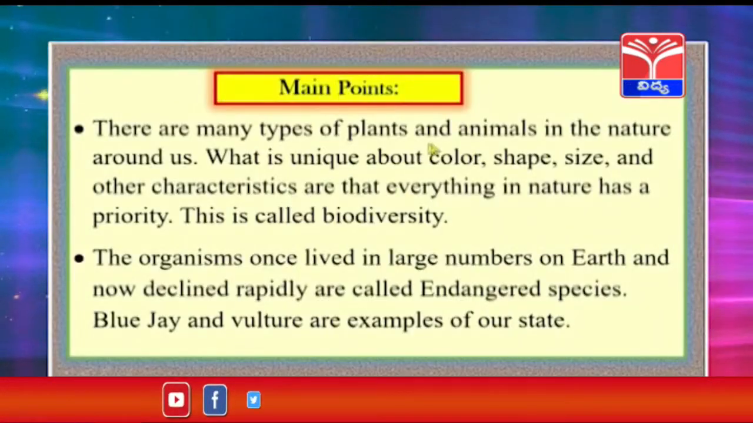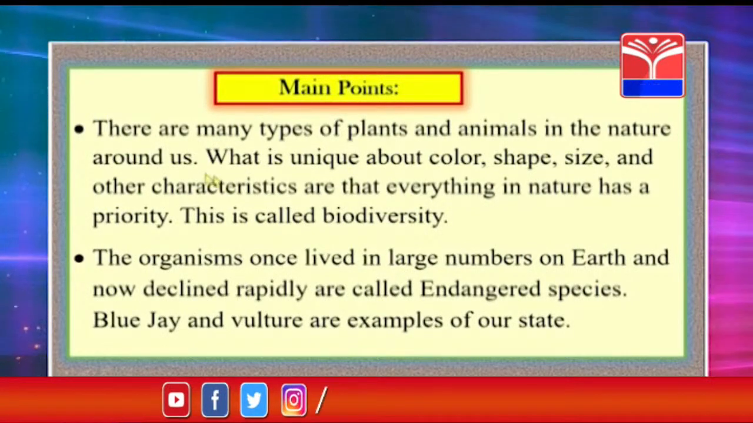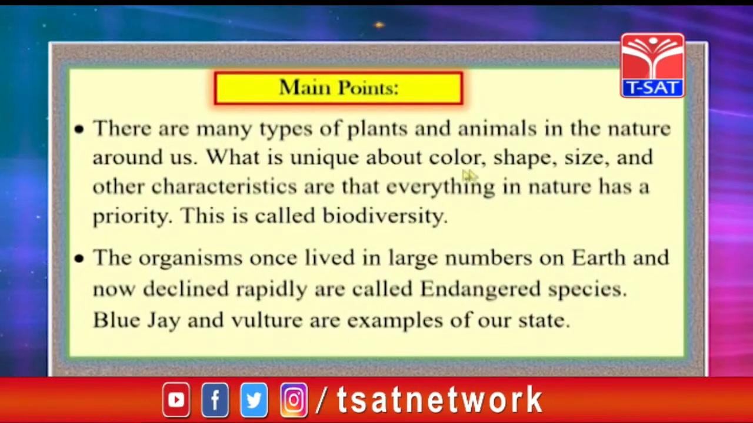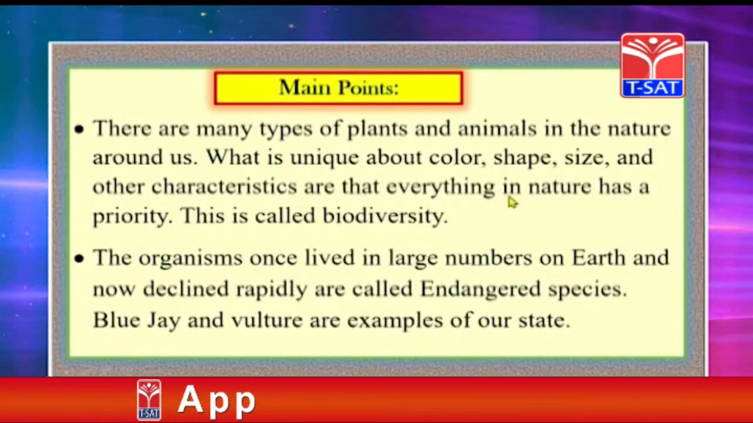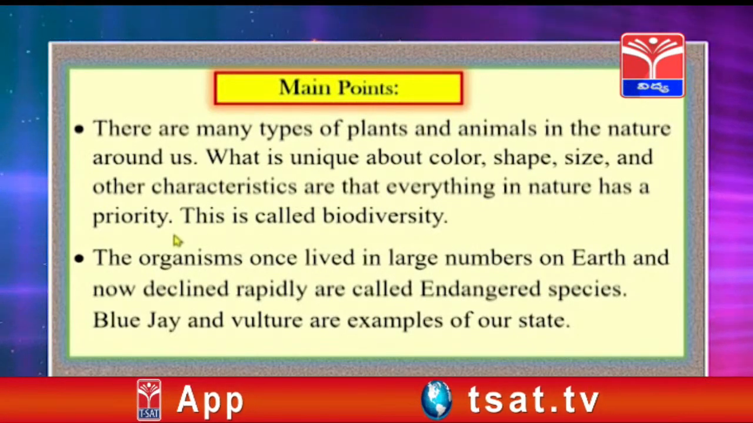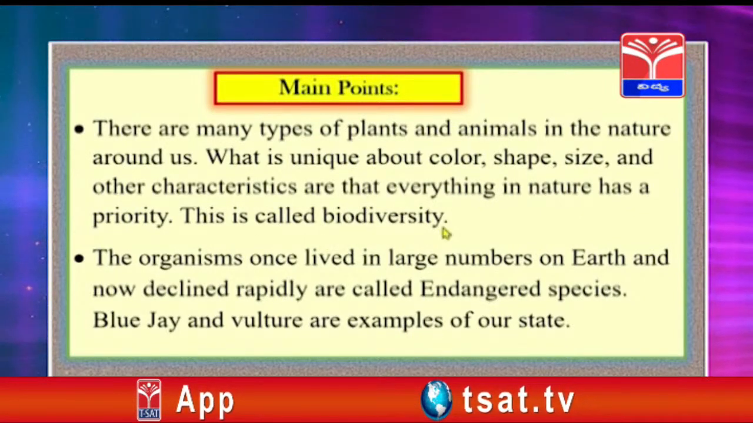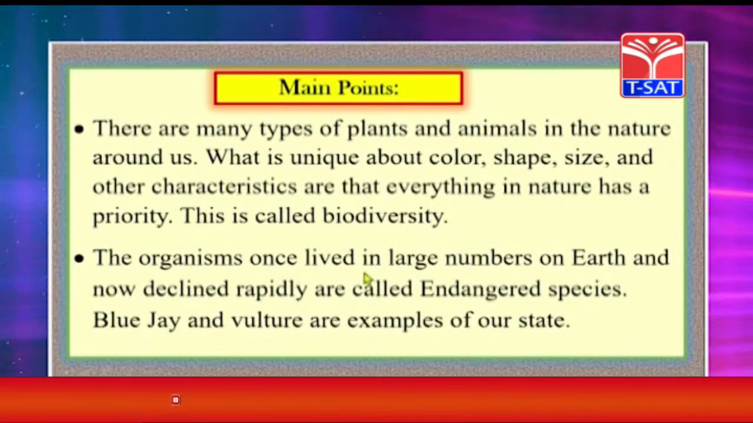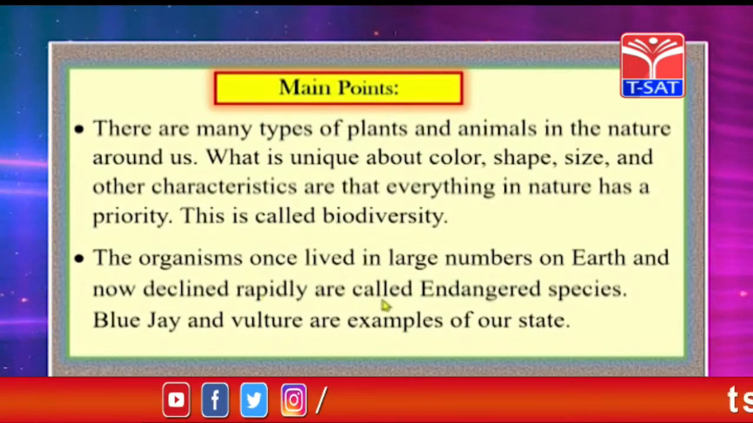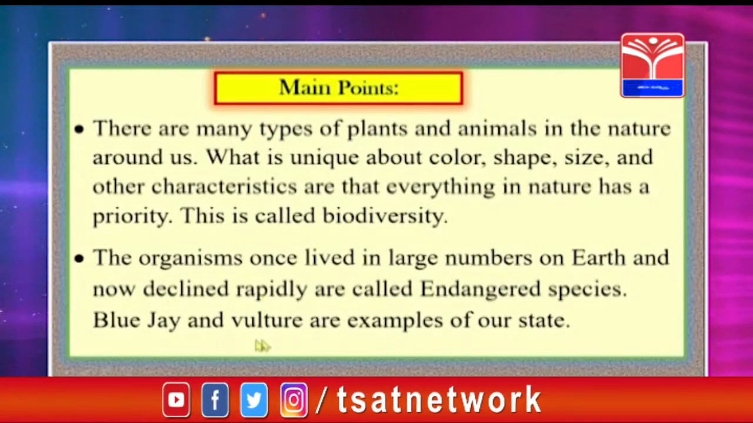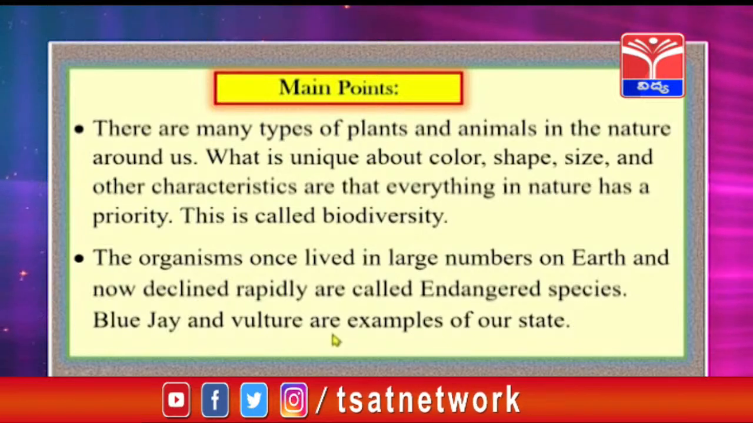There are many types of plants and animals in the nature around us. What is unique about color, shape, size and other characteristics is that everything in nature has a priority. This is called biodiversity. The organisms that once lived in large numbers on earth and have now declined rapidly are called endangered species. Blue jay and vulture are examples of our state.